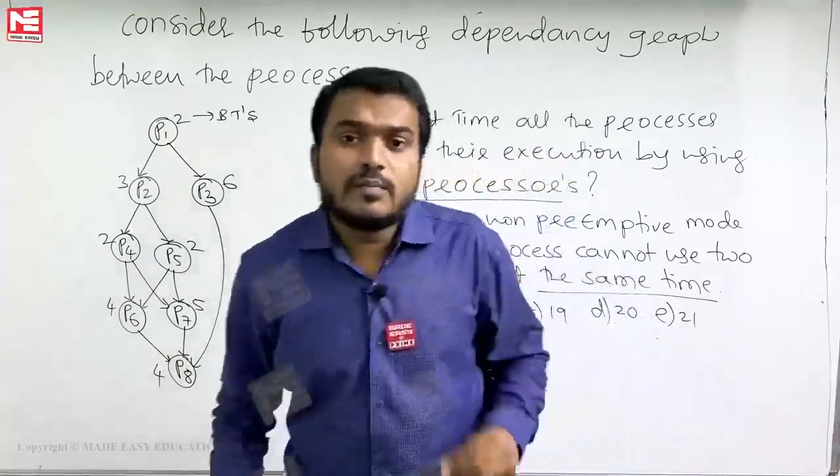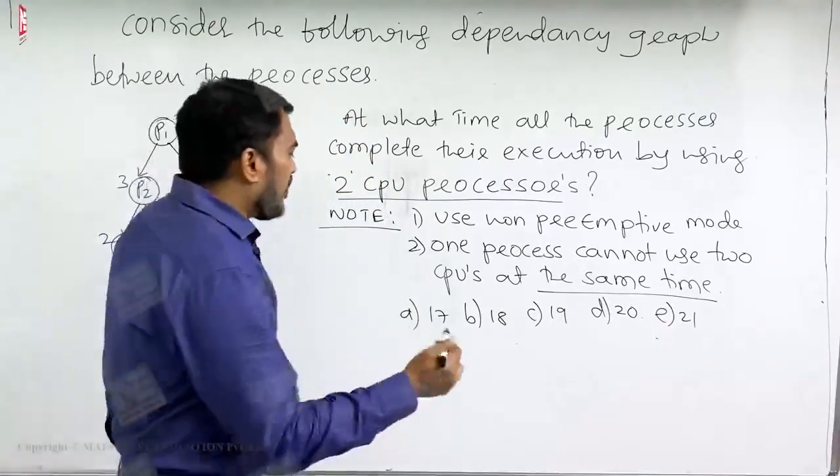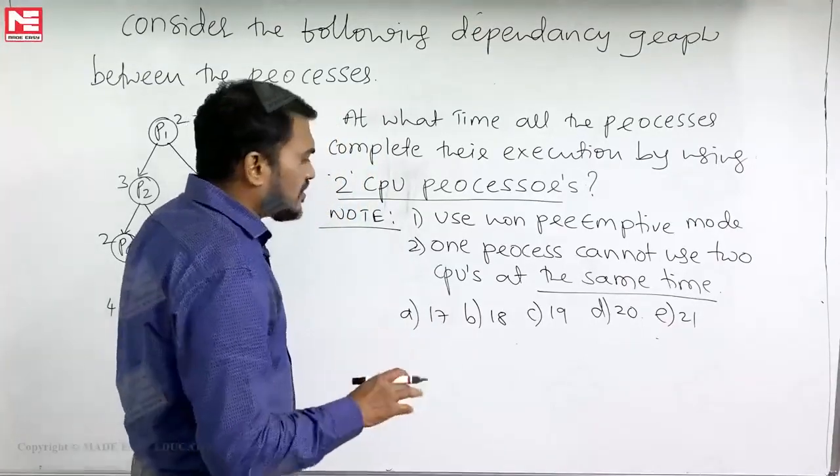Now, how are you going to solve the problem? You have 2 CPU processors here. Now I'll simply show you how to draw the Gantt chart.